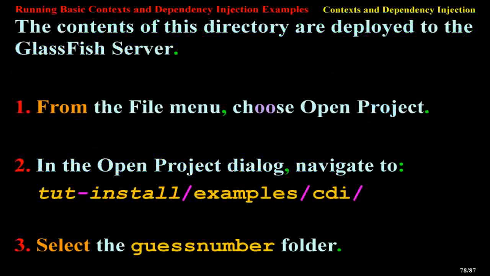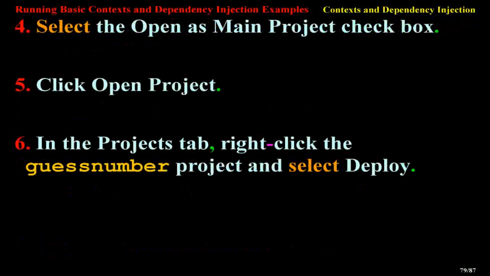From the File menu, choose Open Project. In the Open Project dialog, navigate to tut-install/examples/web/. Select the guessnumber folder. Select the Open as Main Project checkbox. Click Open Project. In the Projects tab, right-click the guessnumber project and select Deploy.